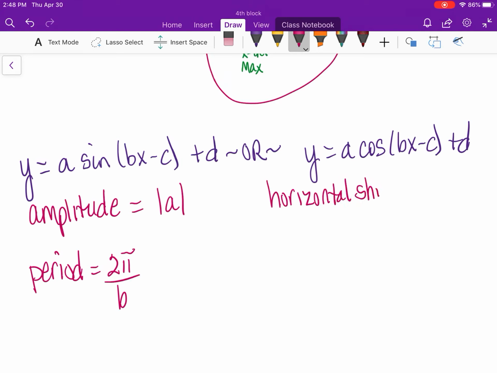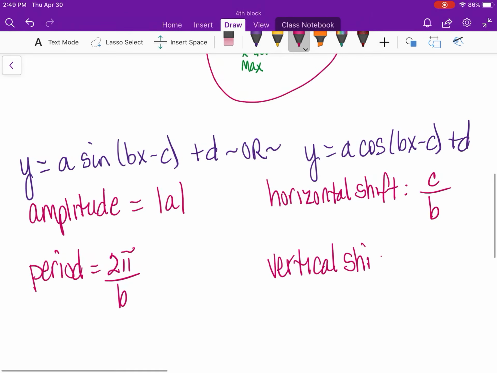Okay, then our horizontal shift. That's going to be c over b. And if you remember, anytime we talked about a horizontal shift, we did opposite of the sign. Well, notice in your formula it says minus c. By using the formula c over b, that's going to automatically mean change the sign. So that formula is the same thing that we had before.